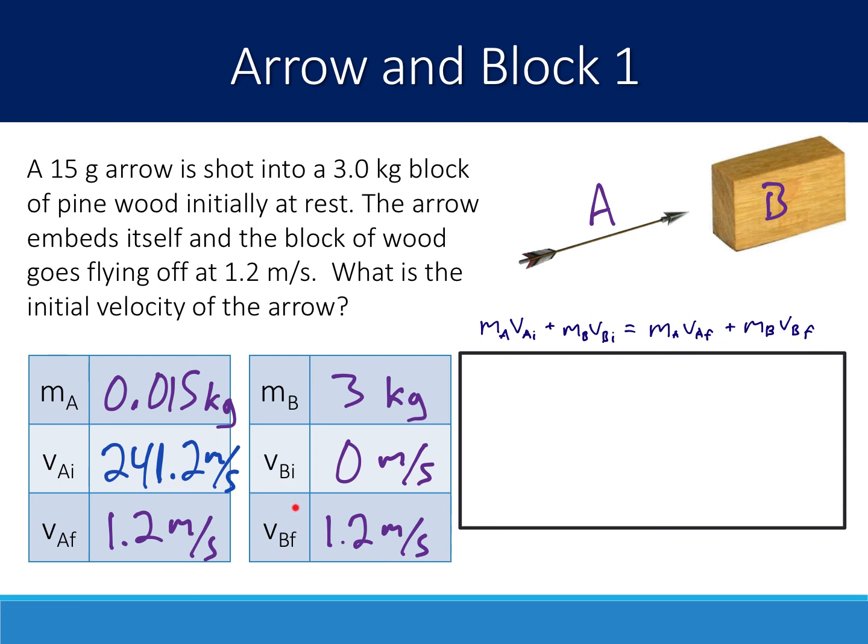Also in the chart, notice that the final velocity of the arrow and the final velocity of the block are the same. They say they become stuck together. So look for those clues when you're reading through these problems. All right, I'm just going to show you the math now.